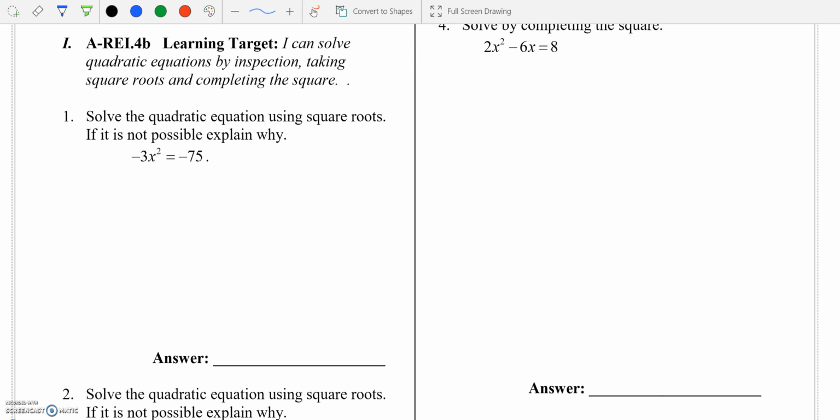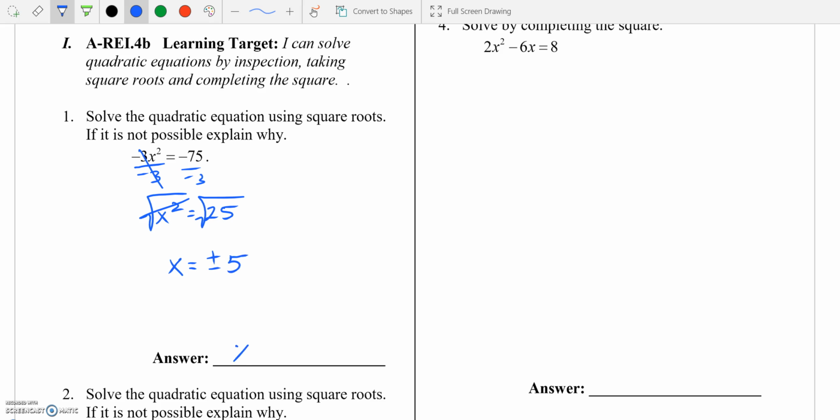So number one, if we take a look, solve the quadratic equation using square roots. We're going to start by trying to get x by itself, so we are going to divide by -3. Those cancel out. X squared is equal to positive 25. And we take the square root. So the square and the square root cancel out, and we're left with x is equal to plus or minus the square root of 25, which is 5, and that's my solution.